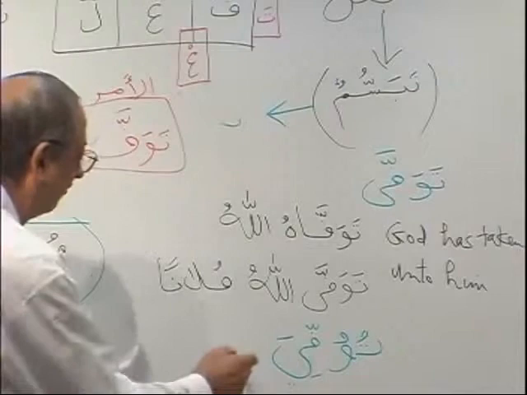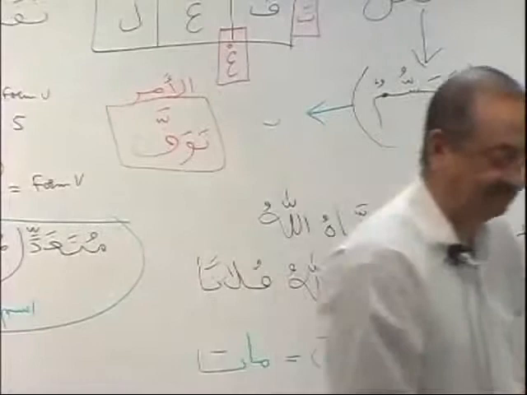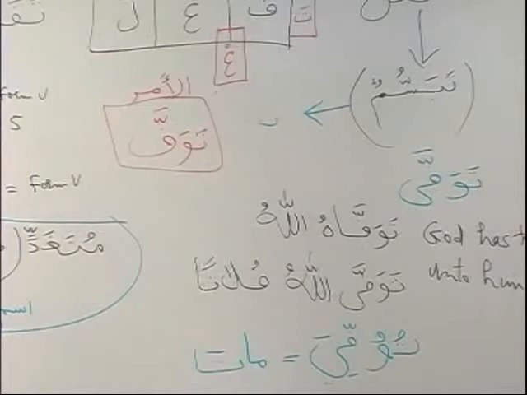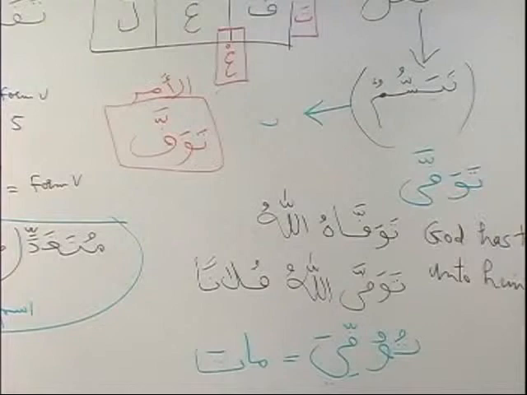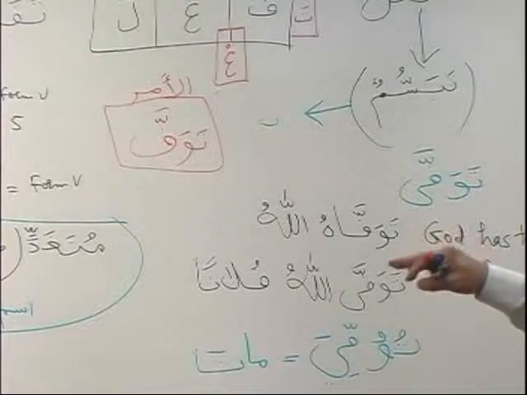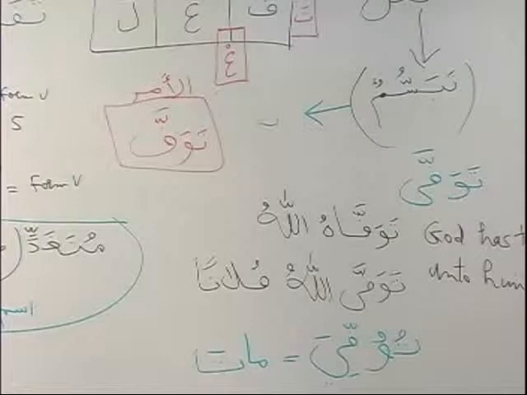What is the meaning of tuwuffiya? What did I write down, brother? Tuwuffiya means mata. When you say tawaffa, Allah took him unto him. Allah caused him to die. Allah gave him death. Are you with me? And what is tuwuffiya? He was given death. What is it, brothers and sisters? Tuwuffiya means he was given death. It means he died. So mata.